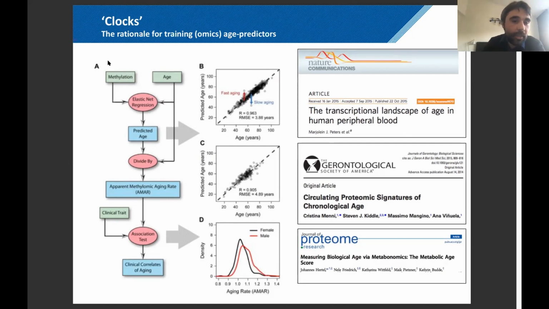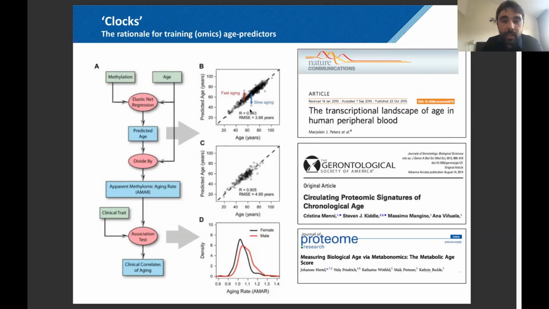What you do is you use an omics resource and some type of model, in this case an elastic net regression, you predict age, and you take some measure to show the discrepancy. You either divide or subtract your actual age from your predicted age. You can then follow up with all kinds of clinical traits to see if people who are estimated older than they actually are also have a higher risk for future incidence of particular outcomes.